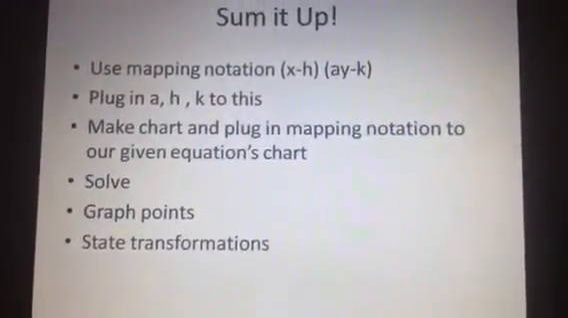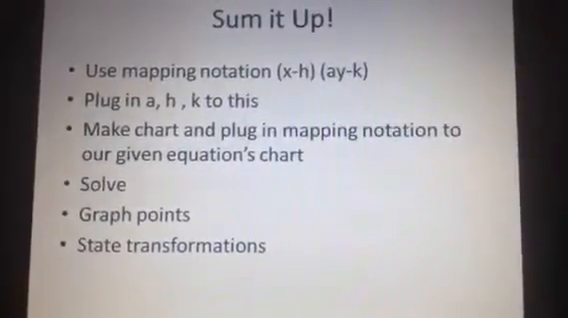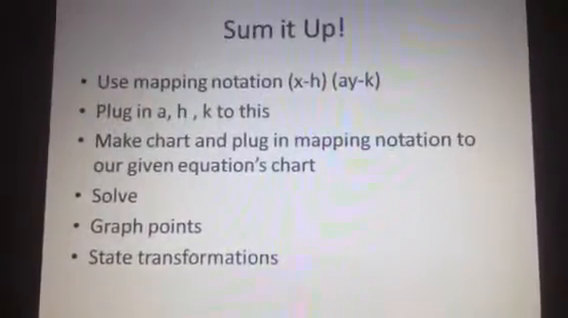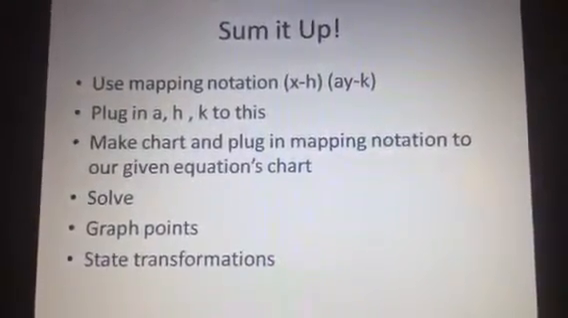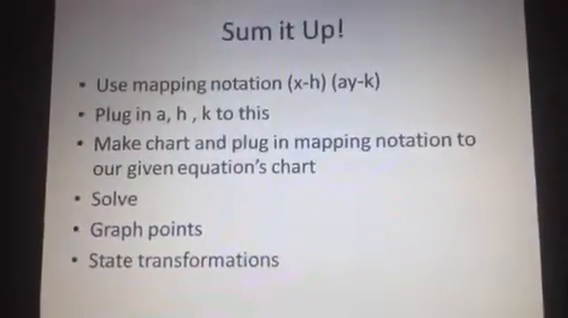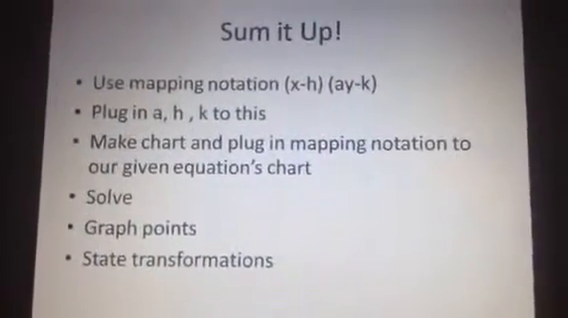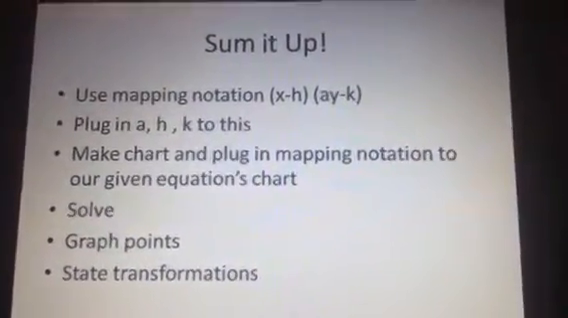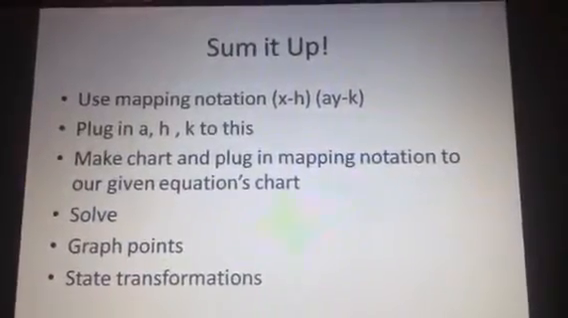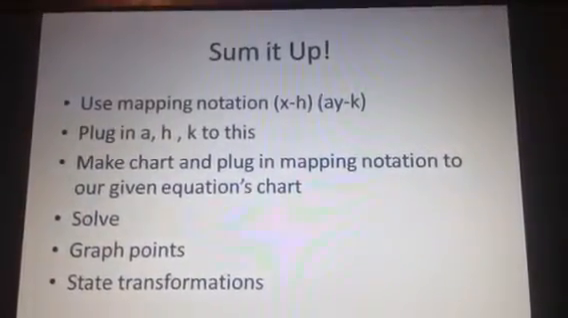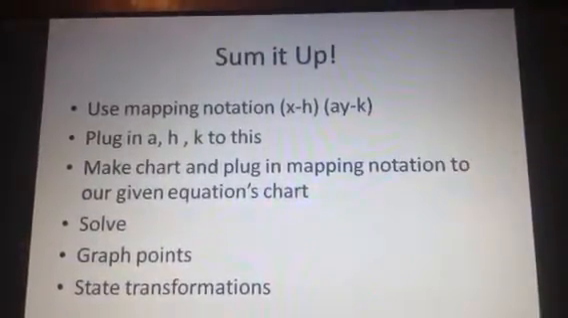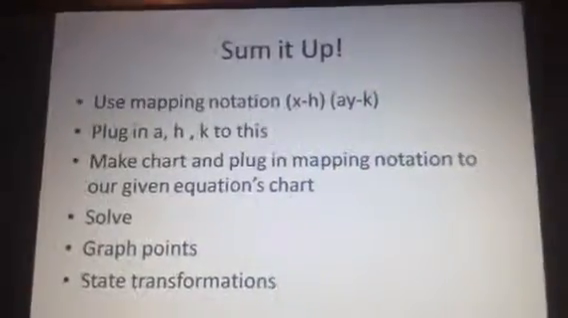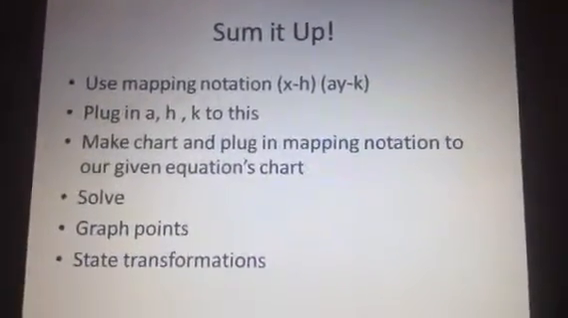So to sum up this lesson, we first use the mapping notation, which is (x subtract h) and (a times y subtract k). We then plug in our h, a, and k from our given equation into this. Next, we make 2 charts, one being the basic quadratic equation and the other chart being our own equation. We plug in the mapping notation to our given equation. Next, we solve and we graph our points, and then later on we state our transformations.